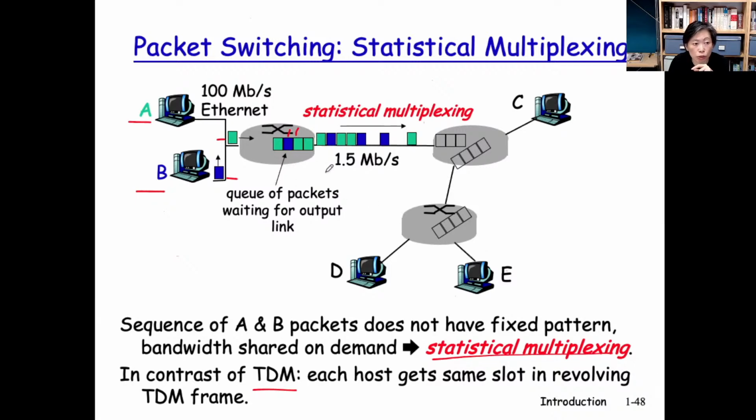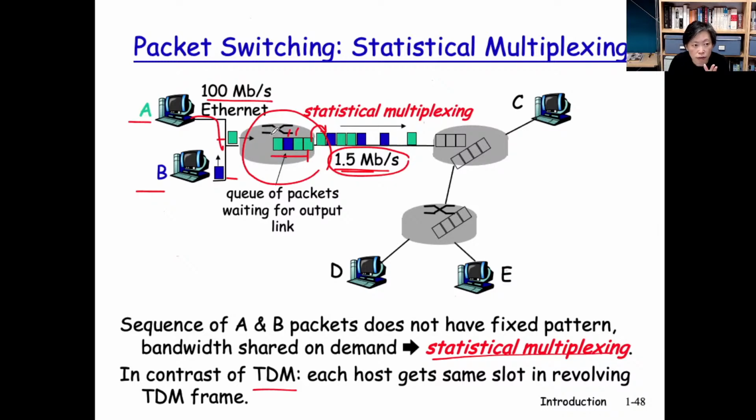Now let me draw your attention here. The router. You see, the outgoing link bandwidth is small, and the incoming link here is 100 megabits per second Ethernet. This is only 1.5 going out. The chances are very high that if both A and B are actively generating lots of packets, the packets will have to wait here in the queue before they get the link.